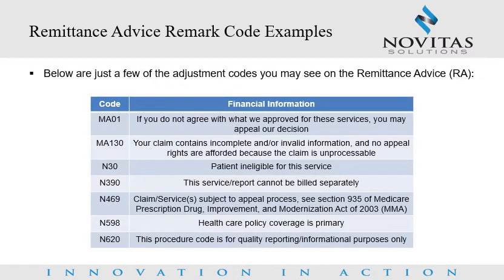Remittance Advice Remark Code Examples. This chart lists a few Remittance Advice Remark Codes that you may see reported on the Remittance Advice. For example, RARC MA01 provides direction that the service is appealable if you disagree with the claim decision. However, RARC MA130 indicates that the claim decision is not appealable and provides alternative direction for next steps.